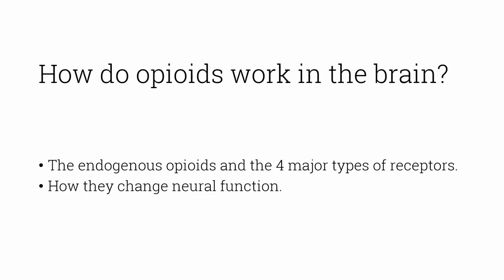Okay, that's it for part one. That's the history of opioids. Now we'll transition and study some of the neurophysiology and the function of opioids in the brain. We'll look at the four major types of opioid receptors and the endogenous opioids, as well as how they change neural function.